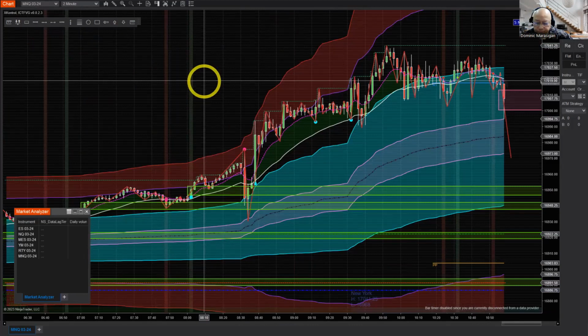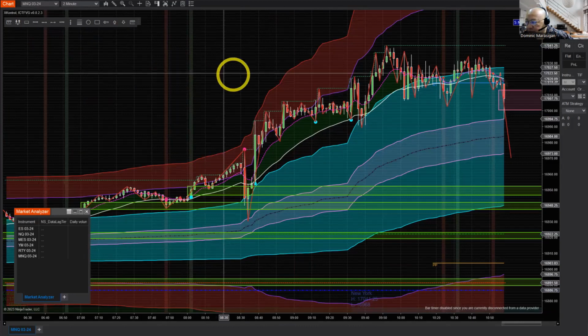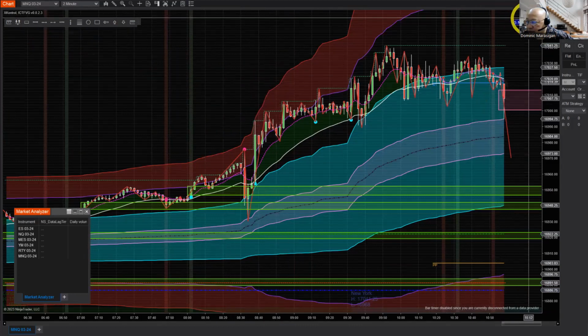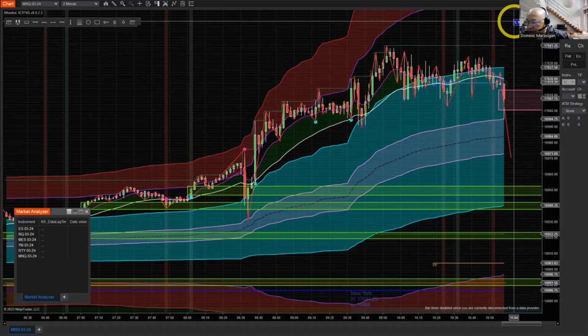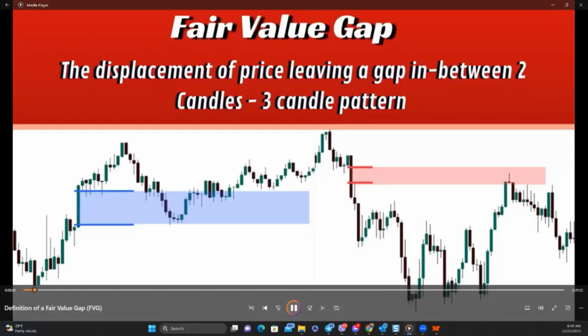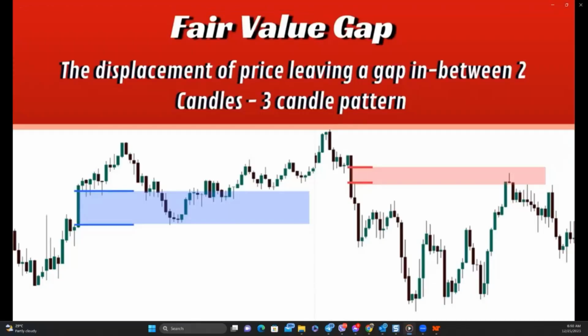So what I'm doing right now, the reason I have not released it yet to my students, is because I'm trying to test what time frame works best. Okay. So here's an explanation of what the fair value gap is. The basic definition of the fair value gap: the displacement of price leaving a gap in between two candles.